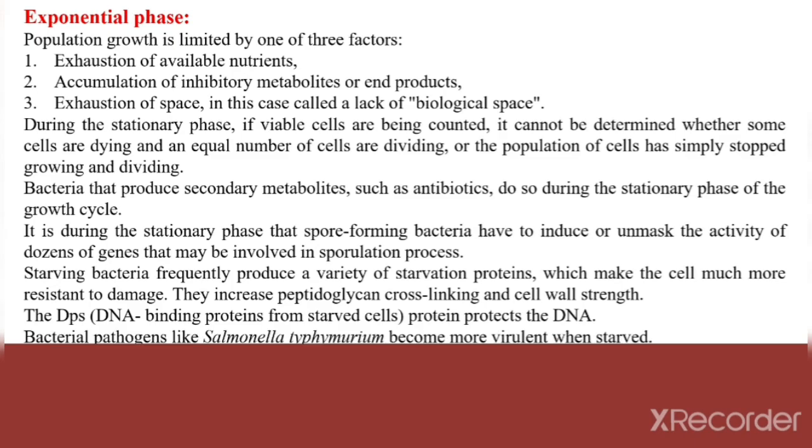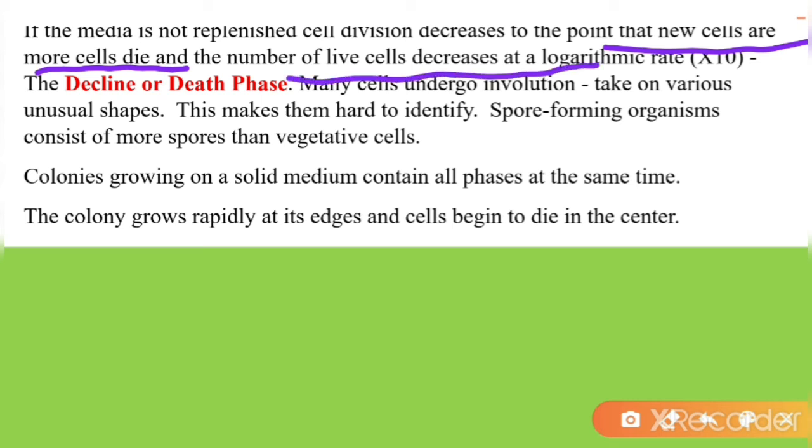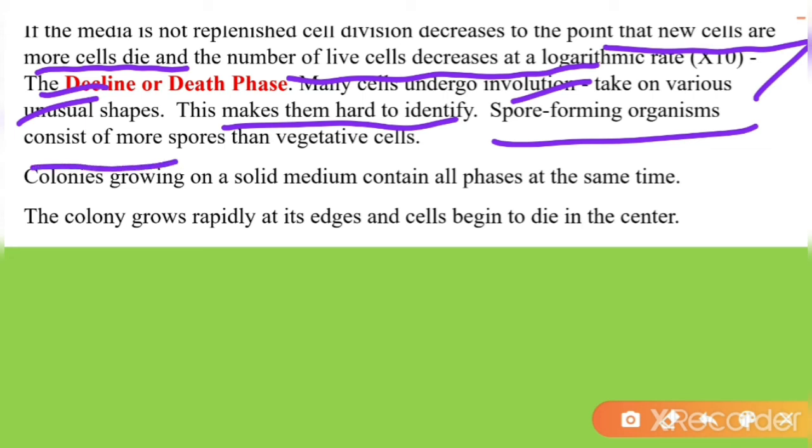The last phase is known as the death phase. Now see, in this death phase, if the media is not replenished, cell division decreases to the point that more cells die than new cells form. The number of live cells decreases at a logarithmic rate. This is the decline or death phase. Now many cells undergo involution and take various unusual shapes, which makes them hard to identify. Spore-forming organisms contain more spores than vegetative cells.